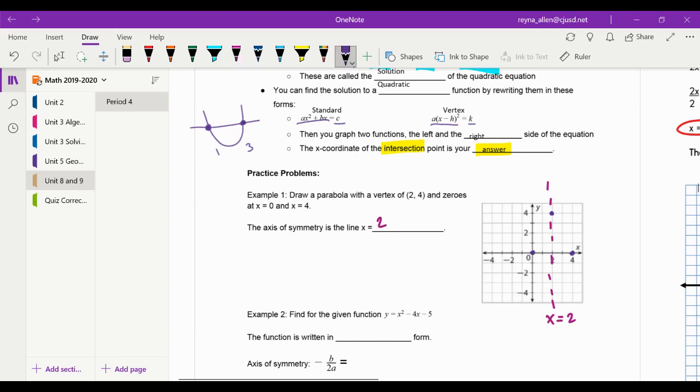And then if we wanted to draw our parabola, we can see that it's going to open down. Oh, sorry. Ugly graph. Okay. So this one opens down. We have our vertex and we have our 2 zeros. So these would be your solutions.